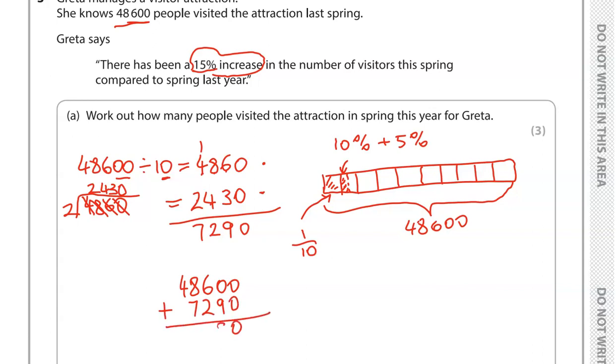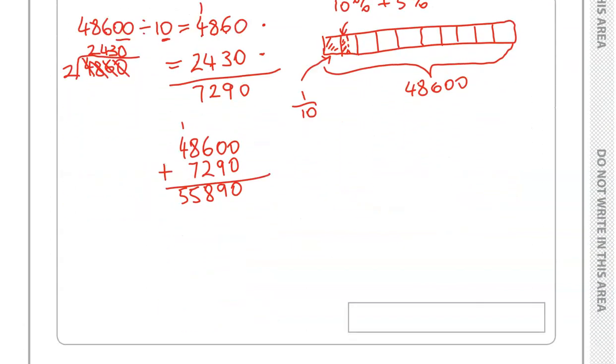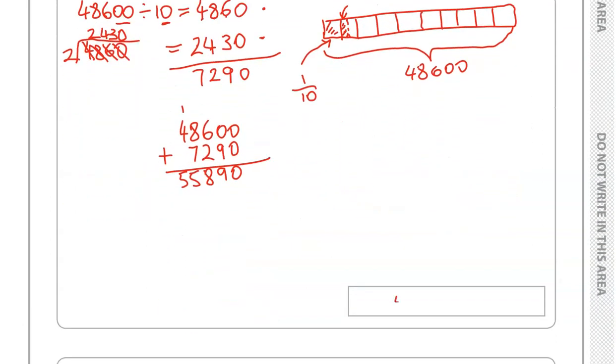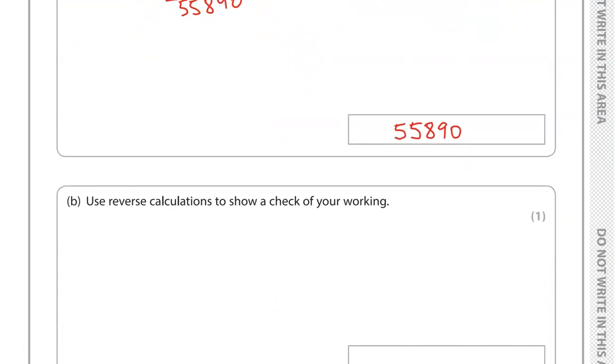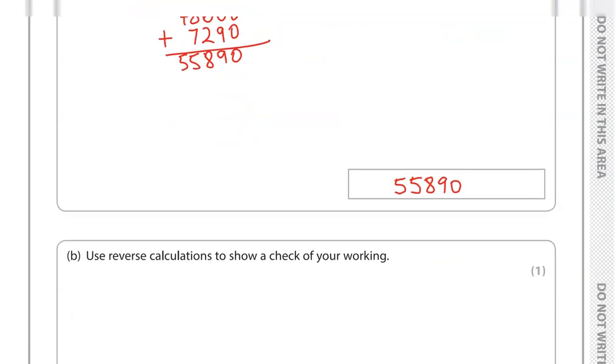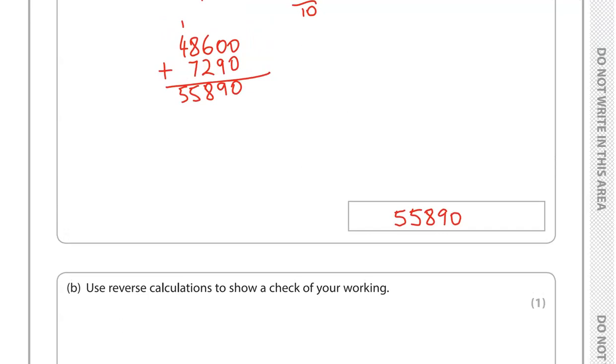So 0, 9, 8, 15. So 55,890. Use reverse calculations to show a check of your working. So I'm just going to reverse this. I'm going to go backwards.